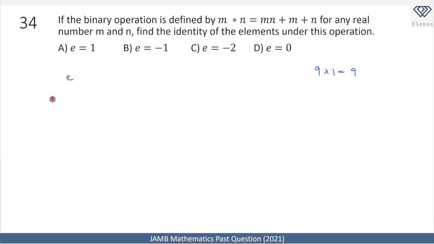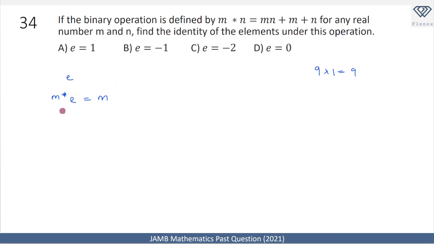So the idea is when you do the operation by, let's say, E, you are going to get what? The same number M. So think of this E as 1 or whatever it is, and when you perform the operation with the identity element, you are supposed to get back this number that I started with, in this case, which is M.